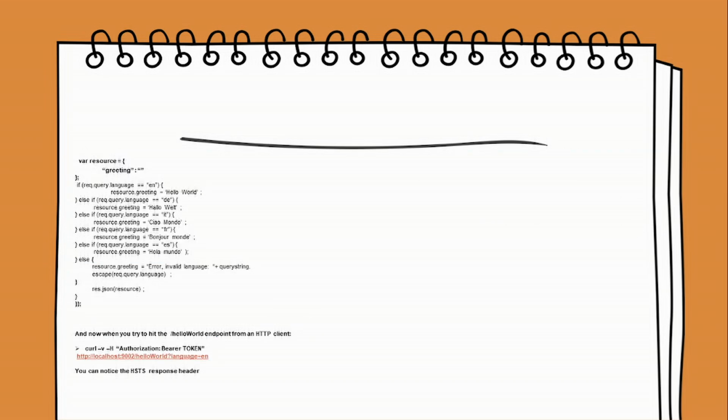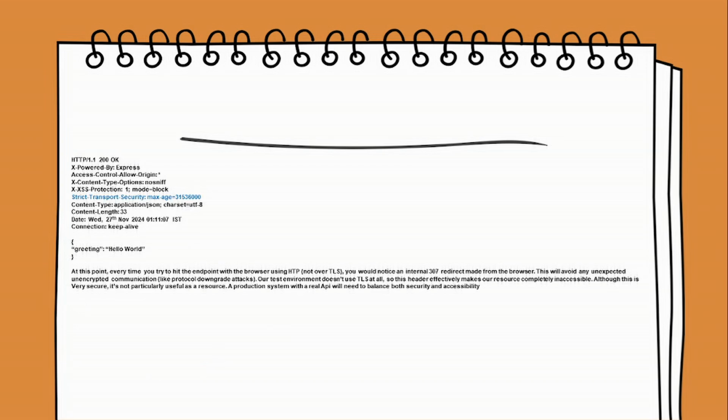So here is the code, and when we try to hit the /hello endpoint from an HTTP client, with curl -v and the authorization header passing a bearer token, and then the API with the language EN, you can notice the HSTS response header. In the output, you see 200 OK, exposed by Express, then the Access-Control-Allow-Origin, X-Content-Type-Options, XSS protection, and then the Strict-Transport-Security with its max-age. This header is added, and here is your result in JSON form, that is greeting: hello world.